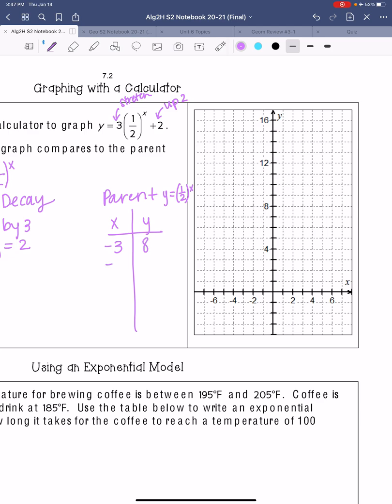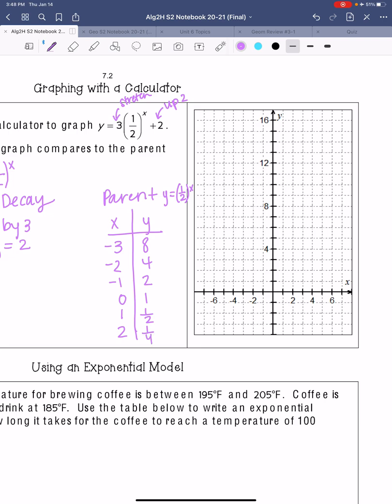Okay, then I'm going to pick -2. Again, the negative is going to flip the fraction, so now this is really just 2 squared. 2 squared is 4. -1, flip the fraction, this is 2 to the first power, which is 2. 0, anything to the 0 power is 1. And now when we pick 1, so 1/2 to the first power is 1/2, and if we squared it, I would get 1/4. All right, this is my parent.